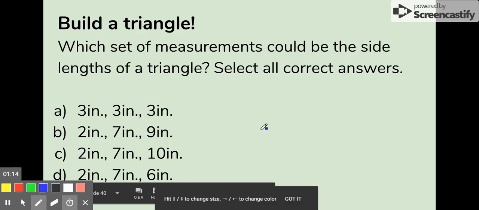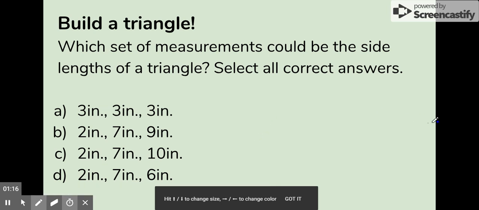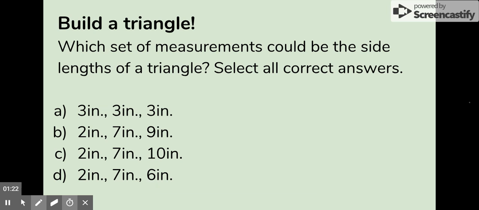All right, we're going to try to think about this question. I'm not going to give you the answer right now, but I need you to think about which set of measurements could be the side lengths of a triangle. So I want to build a triangle, but which one is going to be the side measures of the triangle? Like 3, 3, 3. When they have all equal sides, you can call them equilateral triangles. We already talked about this, equilateral. So I think A is going to be the answer. But what about B, C, D?